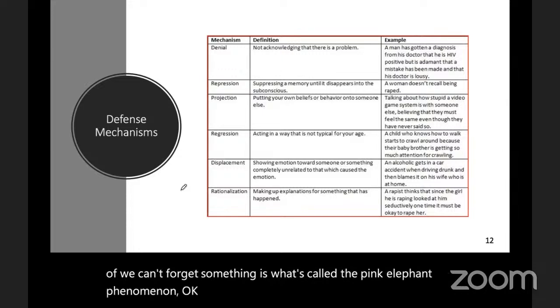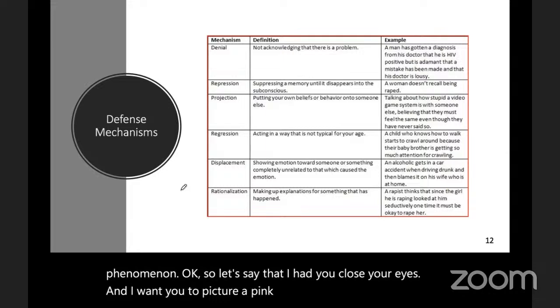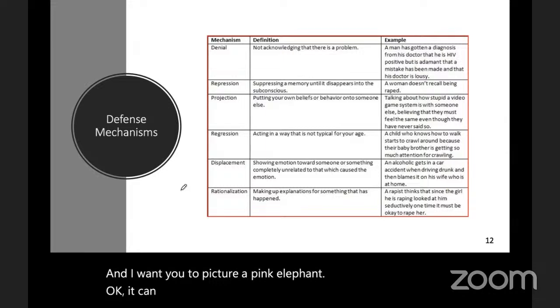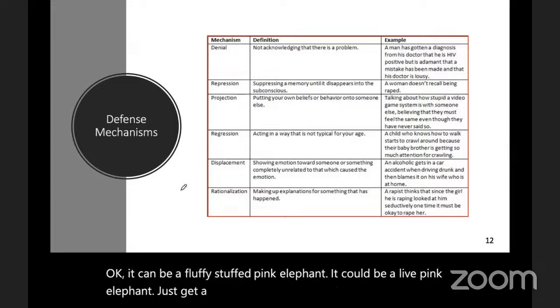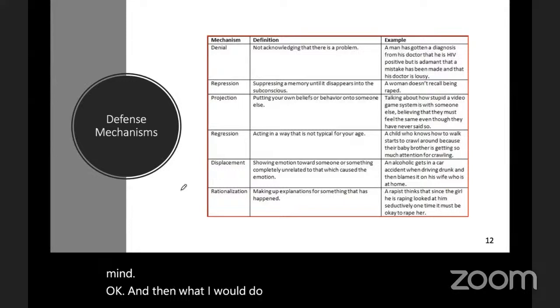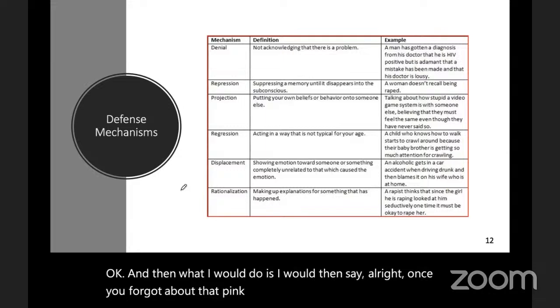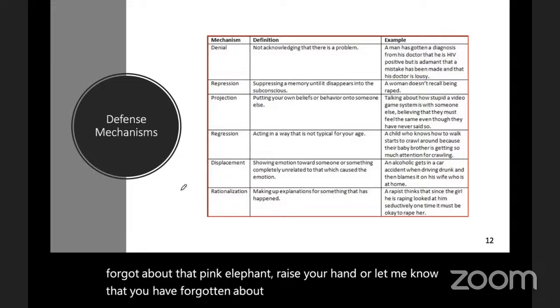So let's say that I had you close your eyes and I want you to picture a pink elephant. It can be a fluffy, stuffed pink elephant. It could be a live pink elephant. Just get a very vivid picture of a pink elephant in your mind. And then I would say, all right, once you forgot about that pink elephant, raise your hand or let me know that you have forgotten about that pink elephant.